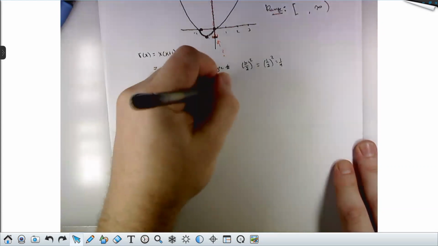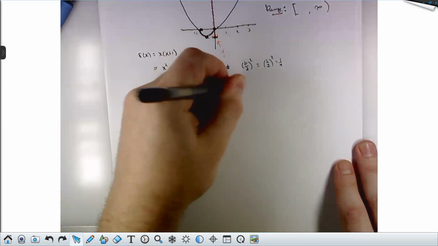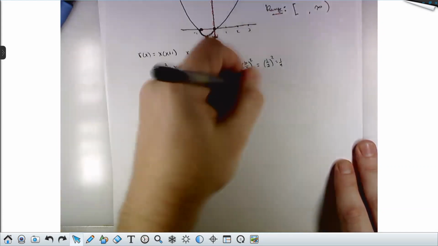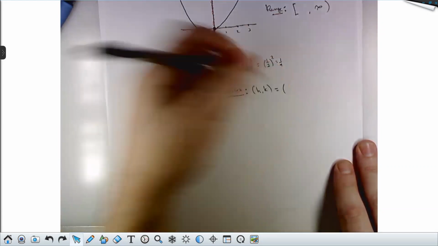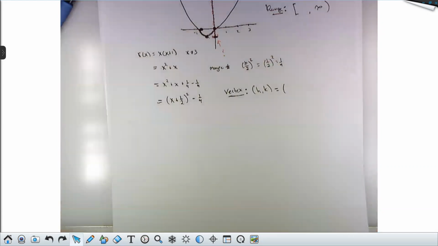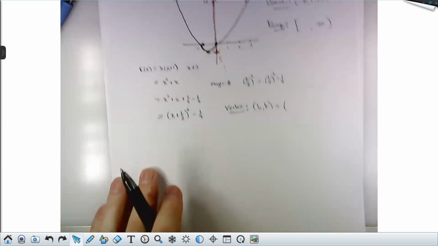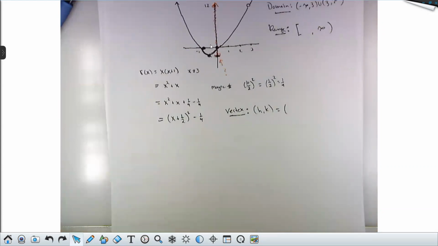So h, so the vertex, is the point h comma k. What is h? What's the x value of that vertex? You can see from the graph, it should be negative, right? It's the x value right here. Negative 1/2. Excellent, right? This piece, specifically this piece, tells you the x value of the vertex. This is x minus negative 1/2.